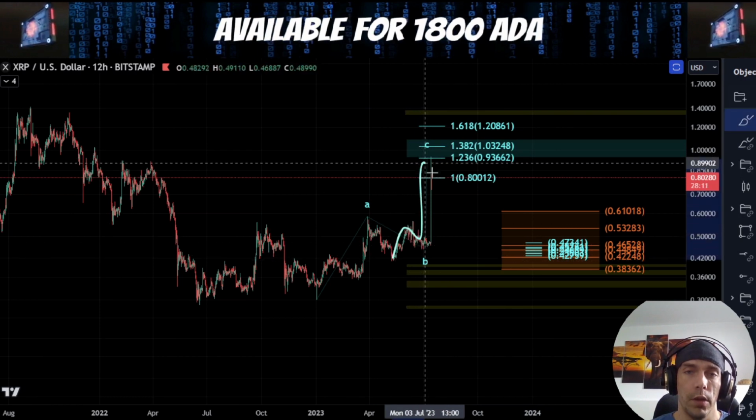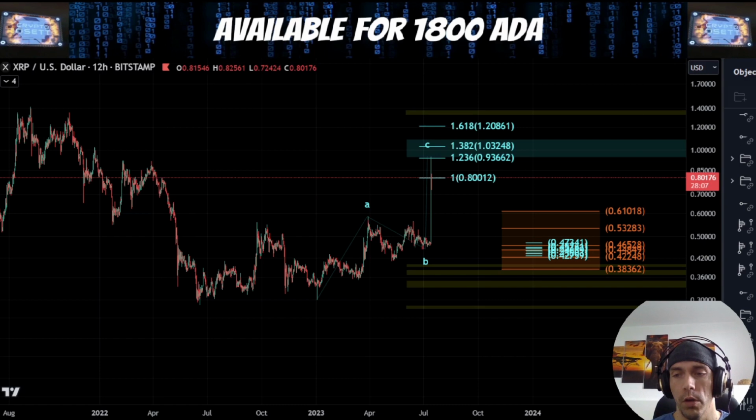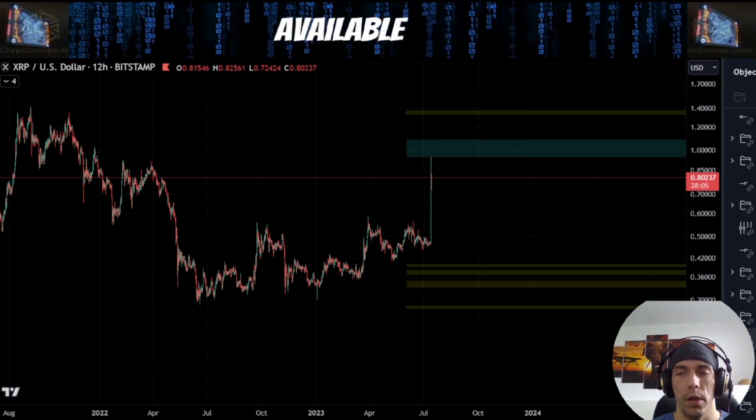Now, there is potential, like I said, we could have a 5-wave move in here, and we will go over that. I'm just going over these alternatives until we actually get there.